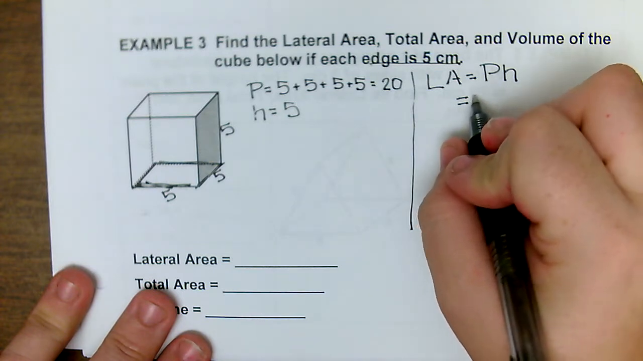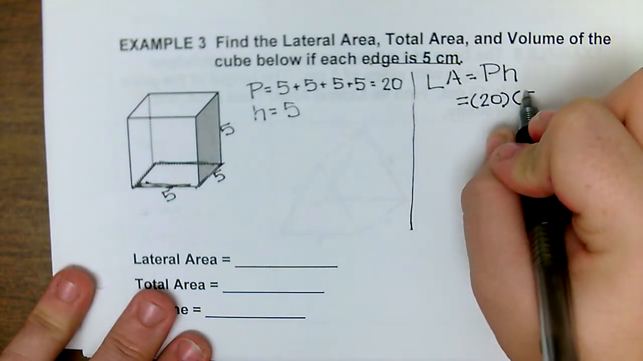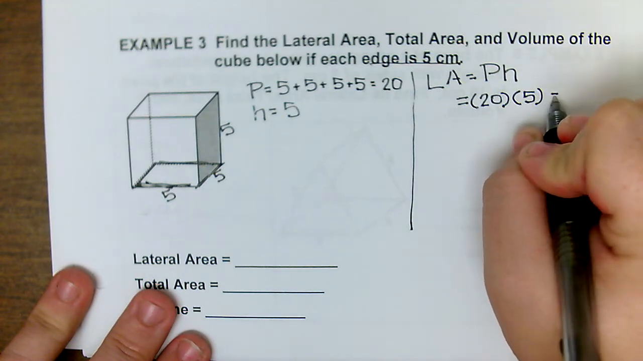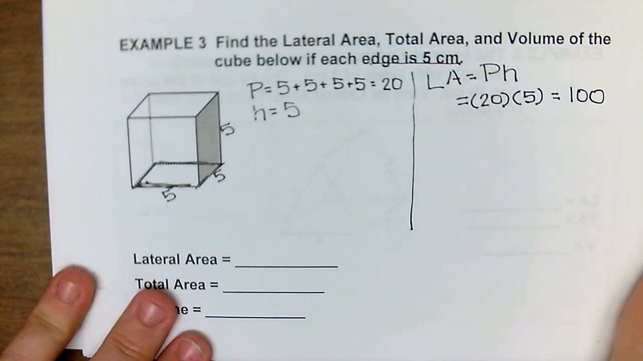So, coming back over to lateral area, perimeter, we're plugging in 20. Height, I'm plugging in 5. So 20 times 5 is 100.